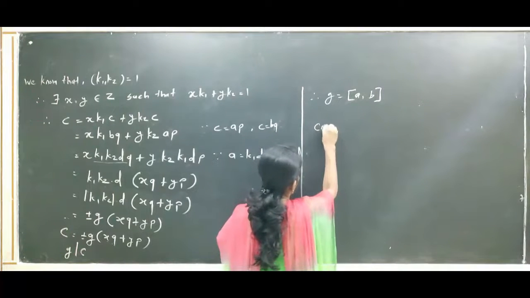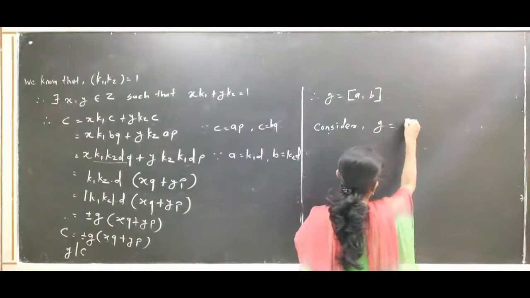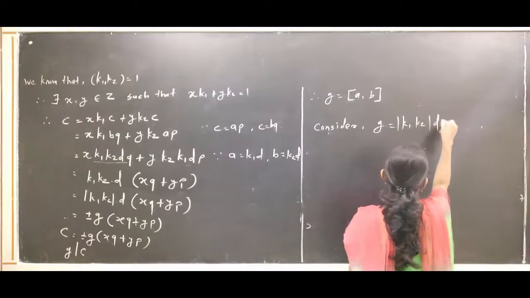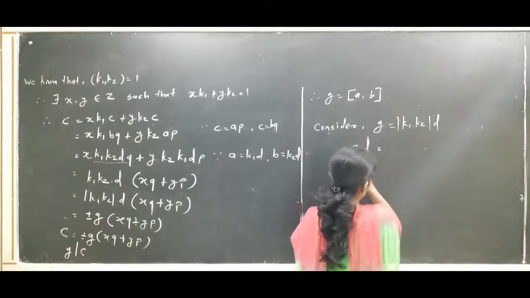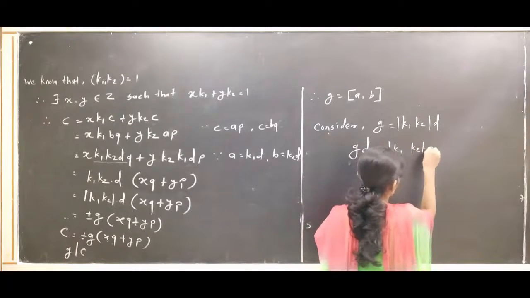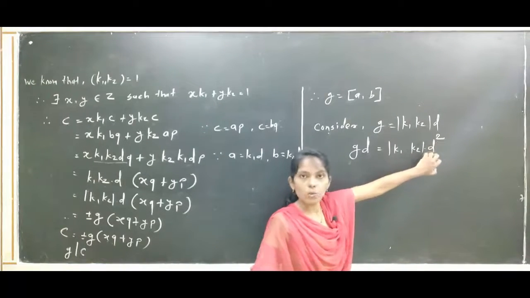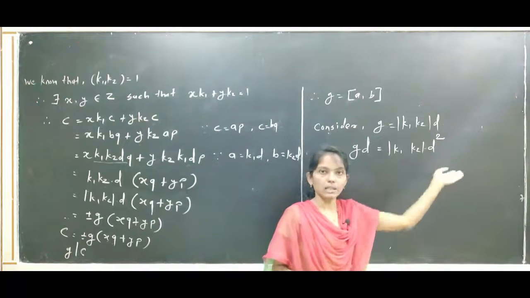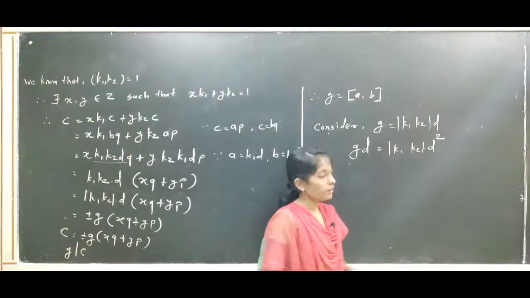Right? Now again consider g is equal to mod of k1 into k2 into d. So multiply both sides by d. So g into d is equal to mod of k1 into k2 into d square. Here d square is always greater than 0. So d square is nothing but d into d, and d into d is greater than 0. So here d is nothing but the mod d.